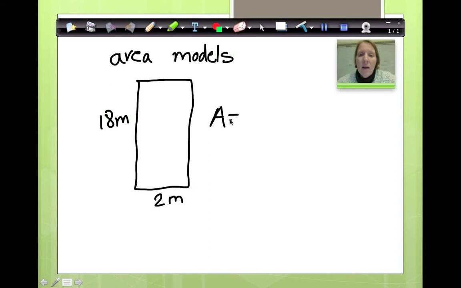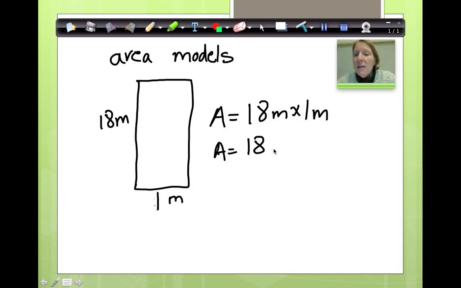So the area is going to be, I didn't mean to do that. I want to change this. That's just going to be hard. I don't want to make it hard. Let's change it to 1 meter. It's 1 meter across, 18 meters up. Alright, so now I have 18 meters times 1 meter. What's my area? My area is 18 square meters.